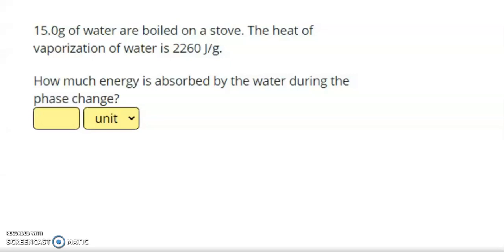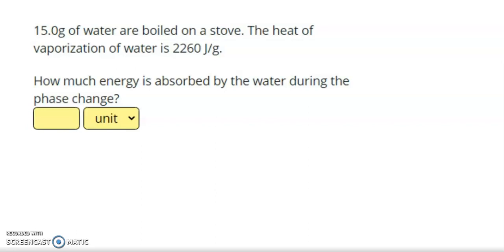This is the information for the heat of fusion and vaporization problems. My problem says 15 grams of water are boiled on a stove. The heat of vaporization of water is 2,260 joules per gram. How much energy is absorbed by the water during the phase change?